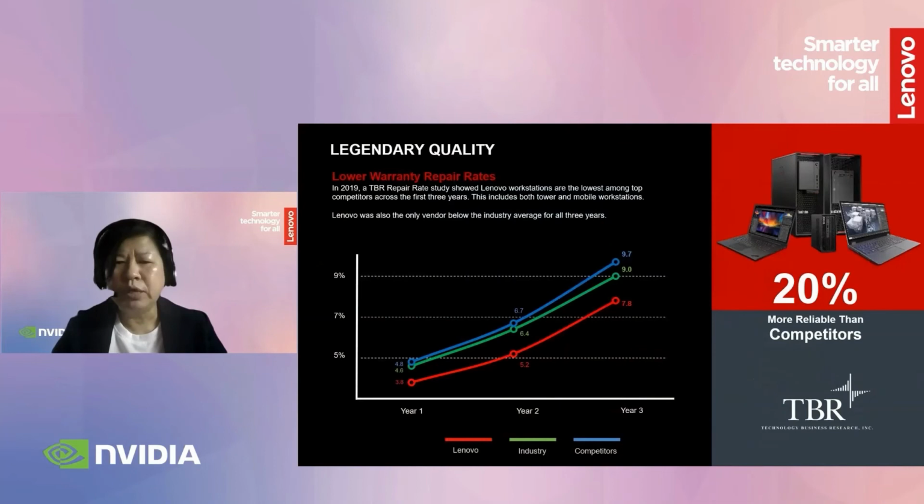So when you look at the reliability of our workstation, what we did was, in 2019, this report was done by TBR, Technology Business Research. They do this every 3 to 4 years. So the next round will be coming out soon.